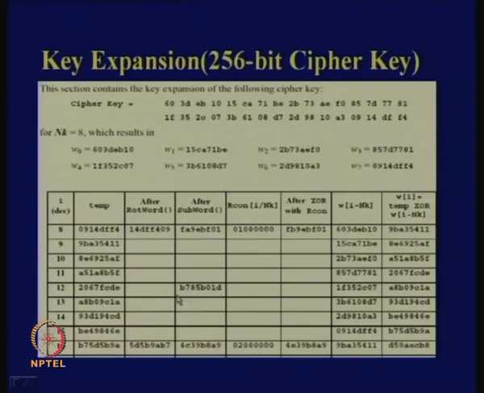Similarly for a 256-bit cipher key, it works only when i is equal to 8. So when i equals 8, you have to do these operations. But additionally, when i is equal to 12, since 12 mod 8 is 4, you have to do some other operation. That is, you do not do the RotWord or the XORing with the round constant, but you straight away do a SubWord, and you XOR that with the 8th previous word, because Nk in this case is equal to 8. So this is how your key expansion works.